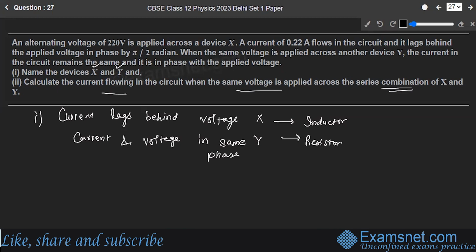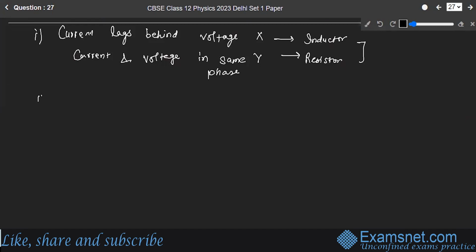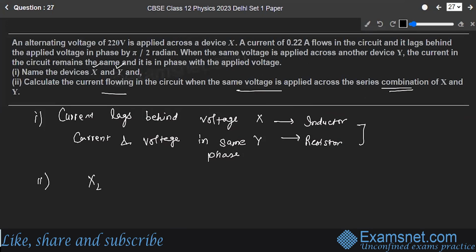across a series combination of X and Y. When you have a series combination of this inductor and the resistor, this is the second part. What you had to find out was the current flowing. For that, let's first find XL, that is, voltage upon current. Voltage is 220, current is 0.22. This is equal to 1000 ohms.